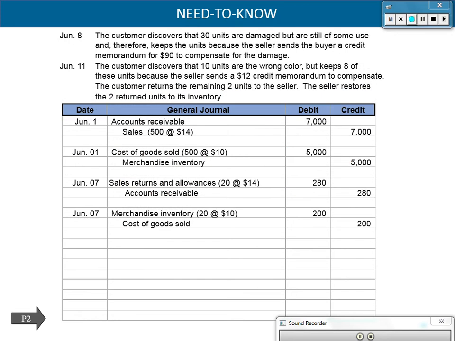Now here are some more transactions. June 8th, the customer discovers that 30 units are damaged, but are still of some use, and therefore they keep the units because the seller sends the buyer a credit memo for $90 to compensate for the damage. So 30 units are damaged, but they were not returned. The customer just decided to keep them. So the client extended a credit memo to them. So what do we debit and what do we credit?